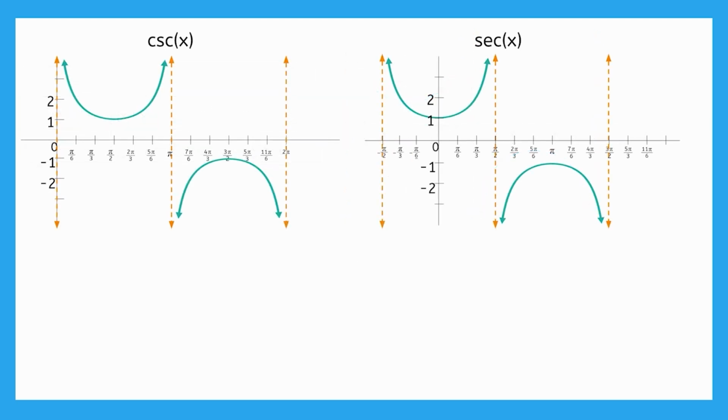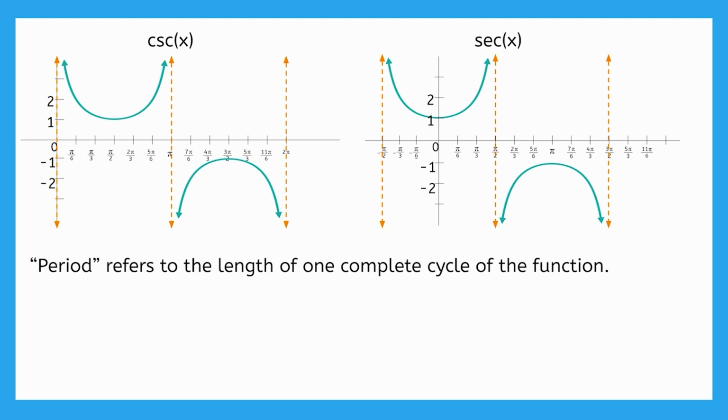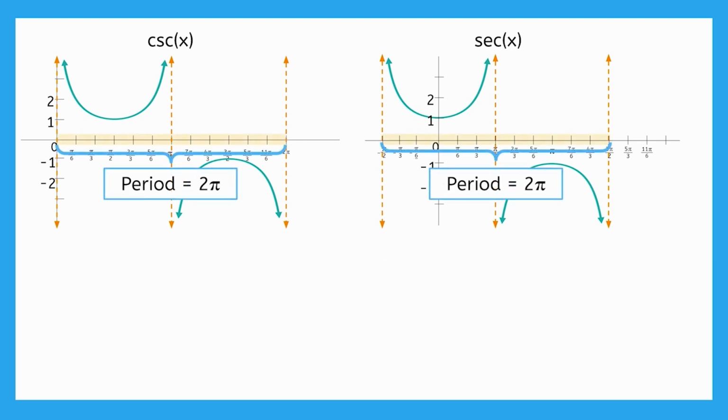Recall that period refers to the length of one complete cycle of the function. What is the period of the cosecant and secant functions? The period of these reciprocal functions is 2 pi, just like sine and cosine.